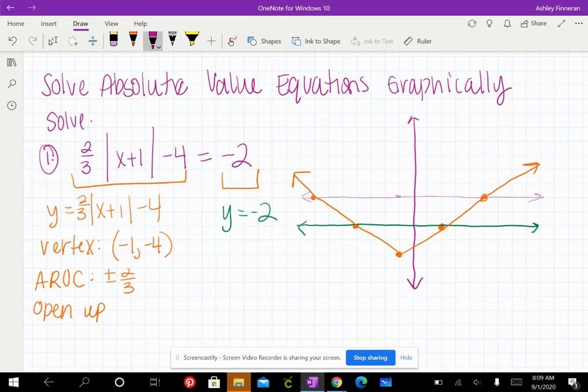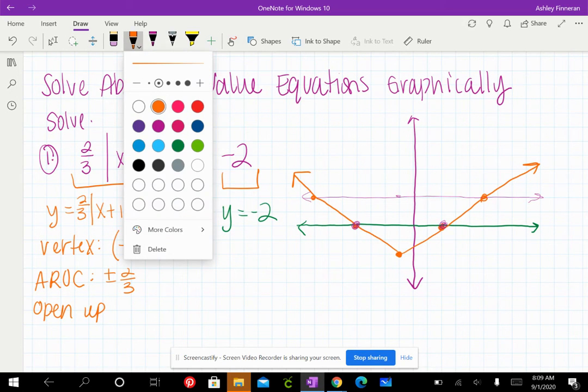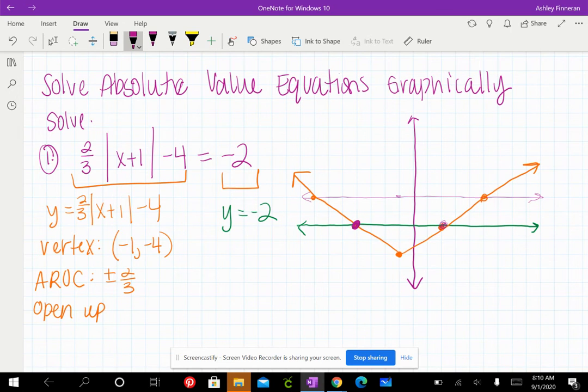and that gives us a horizontal line. Now, my actual answer to my question is I want the solution to the equation. So I want to know at what x value are the y values the same? Well, right here and right here, my y values are the same. That gives me two spots where they have the same output of -2. So my solutions, since I'm solving an equation, are x equals -4 and x equals 2.